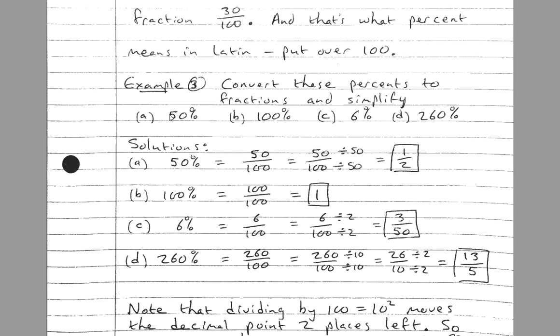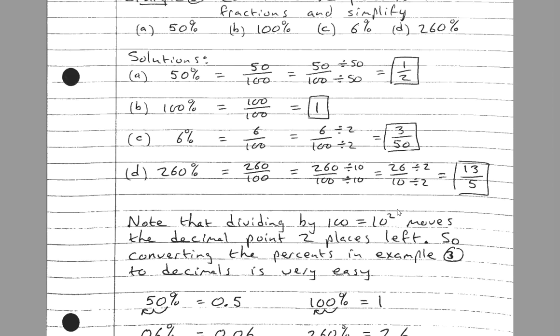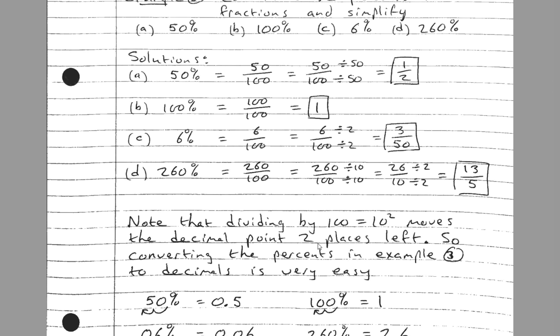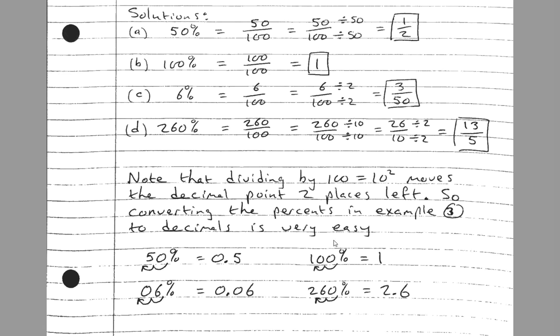All right, so percents, they're just fractions where the bottom number is 100. So they're very specific, but also very useful. And now if you divide a number by 100, that's 10 to the 2. We know how that works. That means you're moving the decimal point 2 places to the left. So it's even easier to convert percents to decimals.